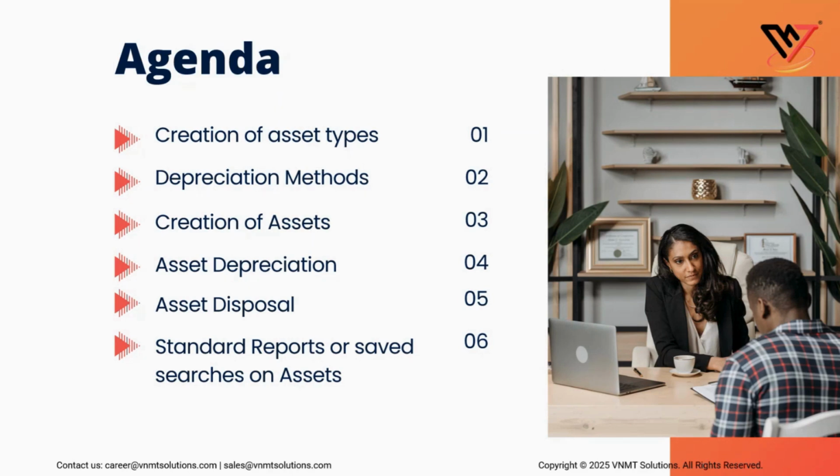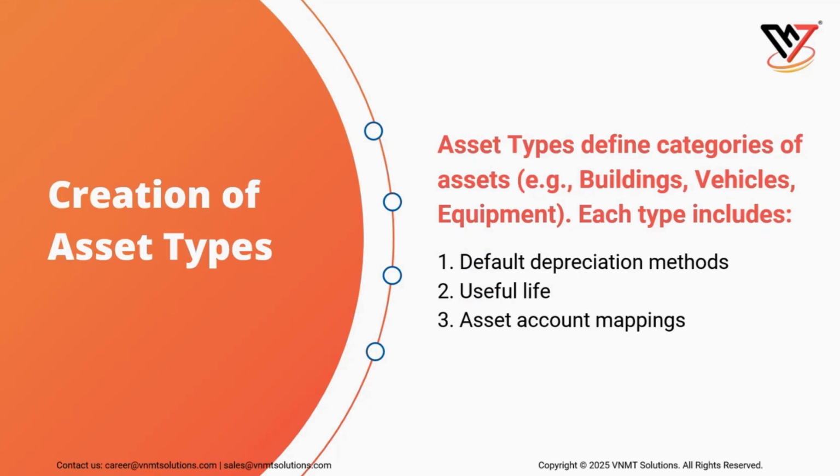So the first topic would be the creation of asset types. Asset types are nothing but a group of assets where you can club all assets together into one asset type. It can be land and building, or furniture, or computer equipment.